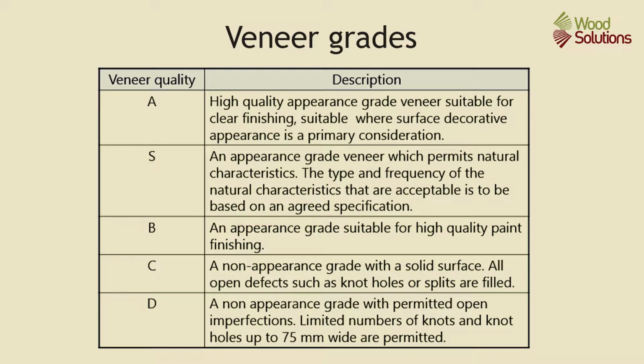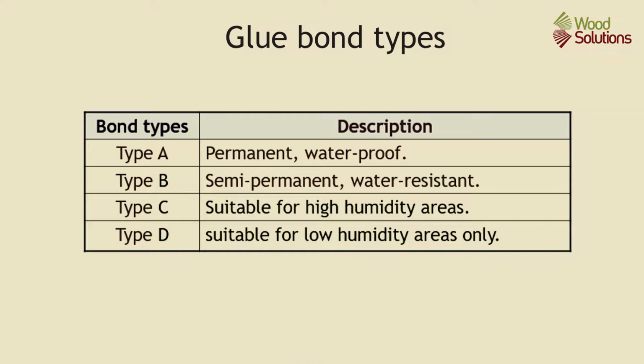One of the major drivers of product variation is the quality of veneer used in the sheet, especially in the face veneers. 5 different appearance grades are listed here for material use in either appearance or structural applications. There are also different types of glue bond, from the most permanent A-bond products to the least water-resistant D-bond material.